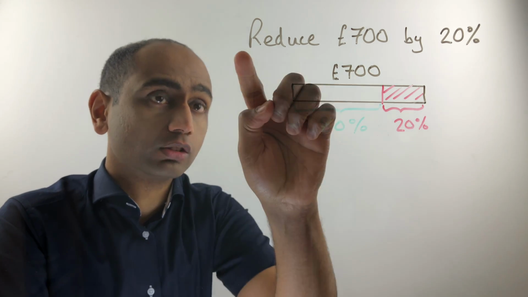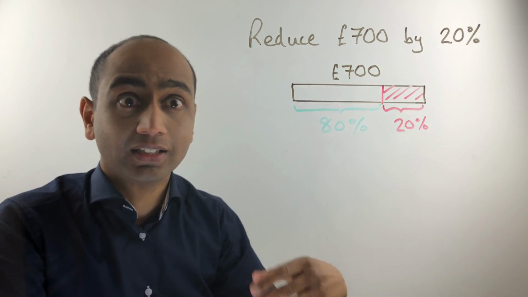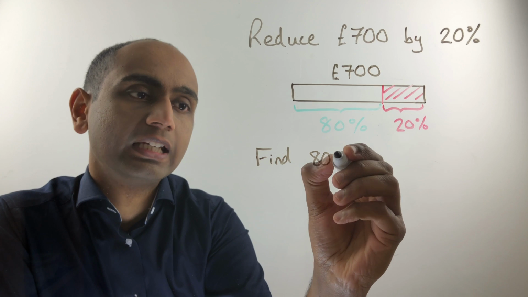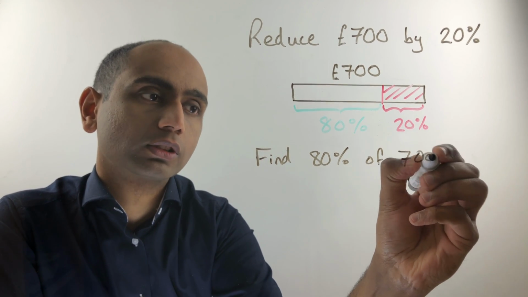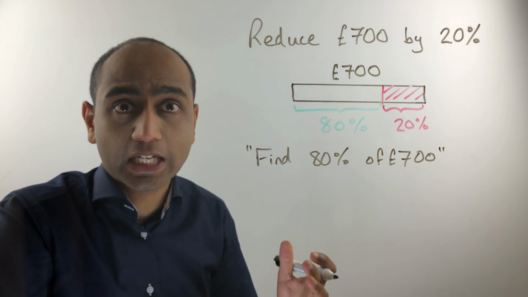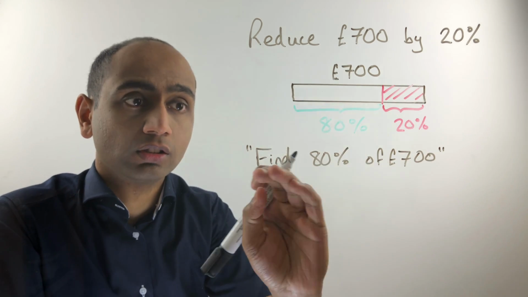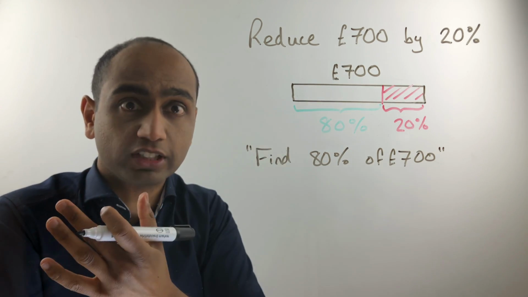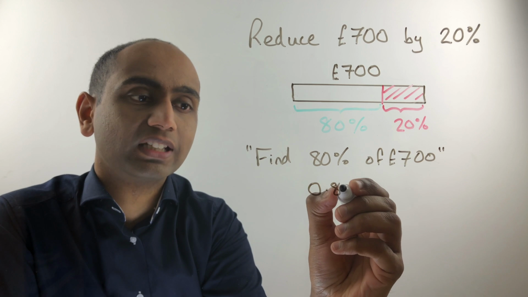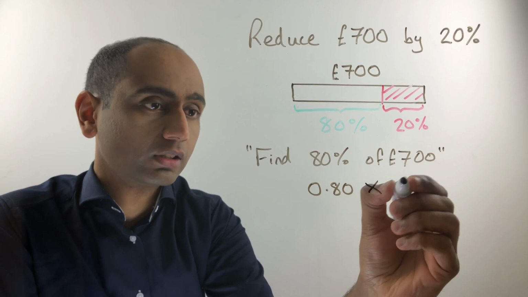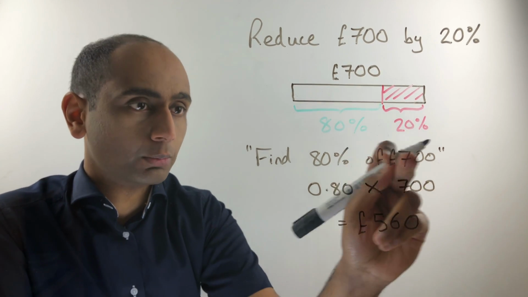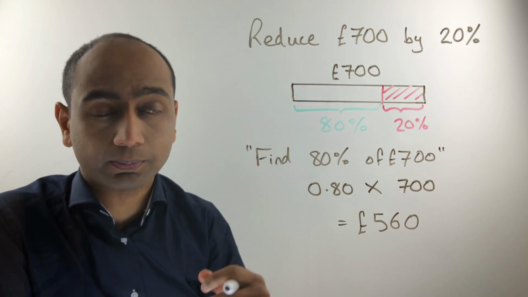So in this particular question, to reduce £700 by 20%, it's actually exactly the same as being asked to find 80% of £700. These two questions are asking for the same thing. And what we've done here is turn that question into the type of question we did in part 1 of the lesson. To find 80% of £700, we simply need to do 0.8 or 0.80 times 700, and that gives us an answer of 560. And remember, because we were dealing with money, our answer is in pounds.